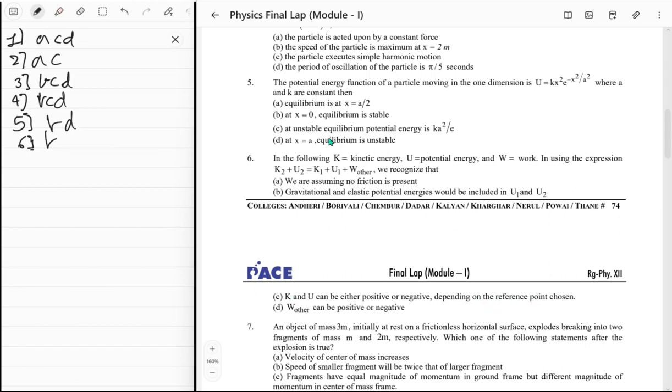No, K can never be negative. It's kinetic energy. It can never be negative. So C, I think, is wrong. Work other can be positive, negative. Yes. So D is correct.